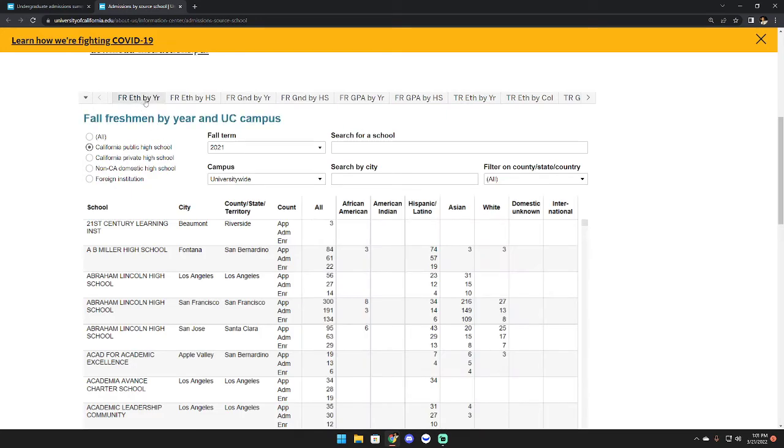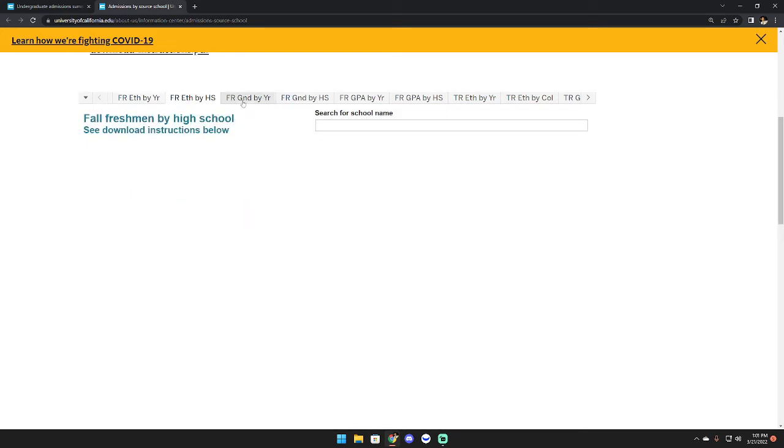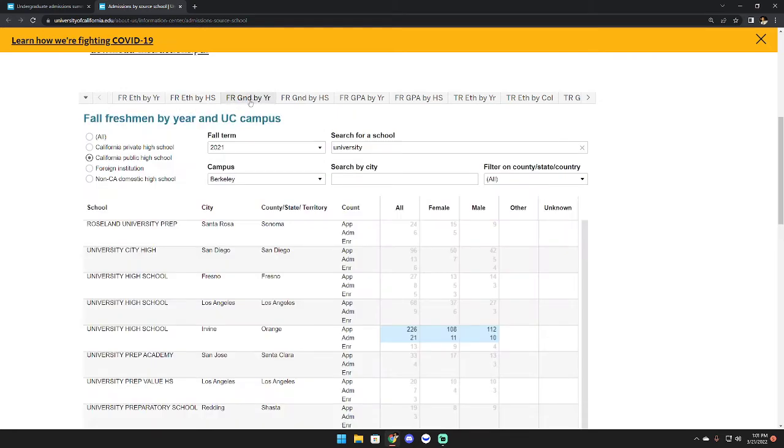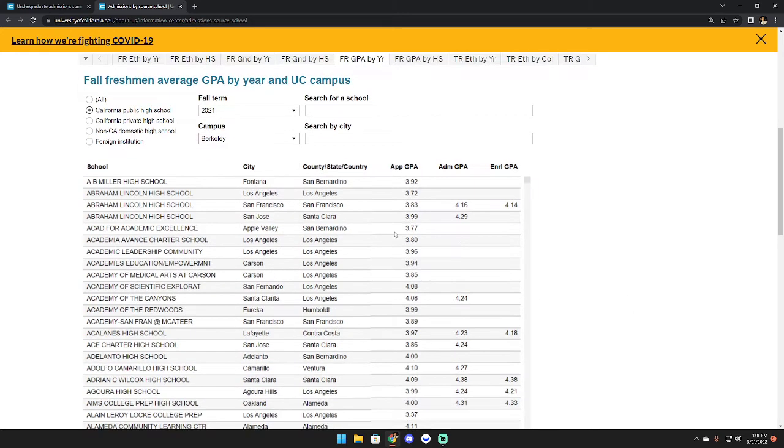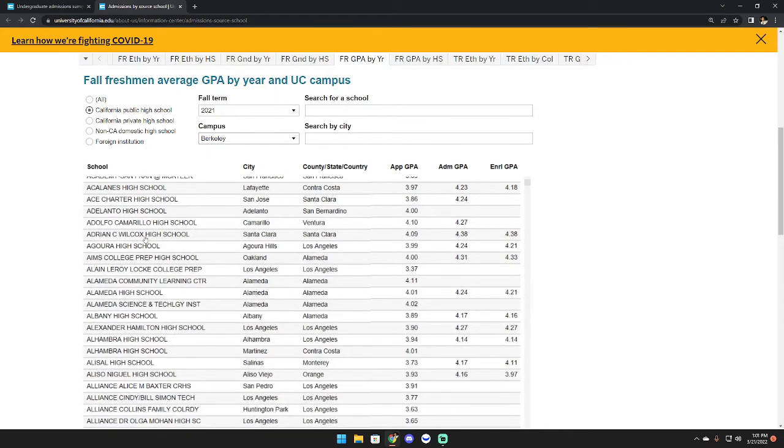So FR by year, FR by high school, FR by GPA you can even take a look at. So I was interested in this one right here, freshman GPA by year. If you want to be more specific, you do Berkeley. And you could see each high school.